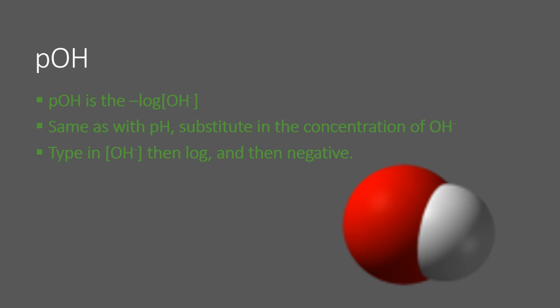pOH? What your what? Yes, that is a thing. Just as pH is a measure of the concentration of hydrogen ions, pOH is a measure of the concentration of hydroxide ions, OH-. We can simply replace the hydrogen ions with a hydroxide ion, and we have the equation to get pOH. To solve for pOH, simply type in the concentration of hydroxide ions, then log, and then negative.